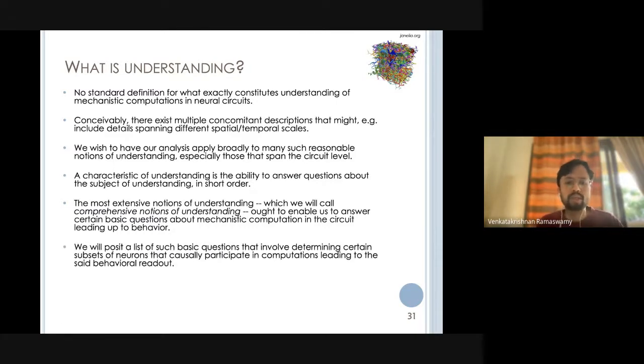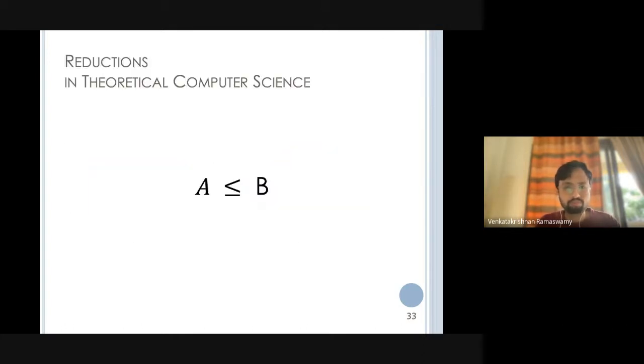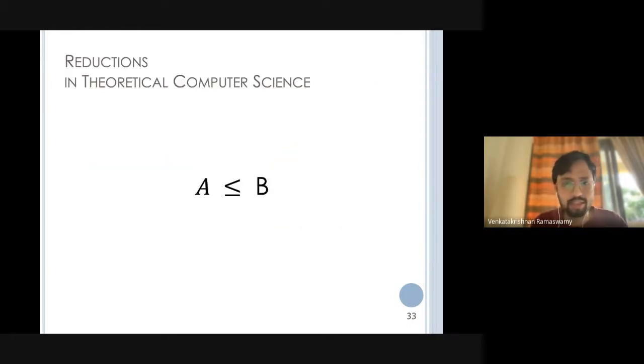So what I'm going to do here is to posit a list of such basic questions that involve determining certain subsets of neurons that causally participate in computations leading to the said behavioral readout. And again, the idea is not to specify an exhaustive list, but merely to demonstrate the existence of multiple questions that cannot always be tractably answered. Okay, so this will be easy for the computer science audience.